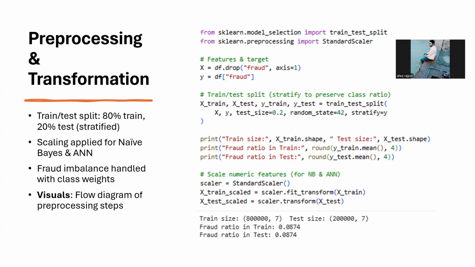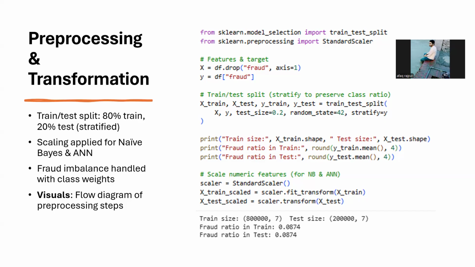So I'm starting with my slide about preprocessing and transformation. As shown in the slide, it shows a train-test split of 80% train and 20% test, and scaling applied for Naive Bayes and ANN, and fraud imbalance handled with class weights. Visual: flow diagram of preprocessing steps.